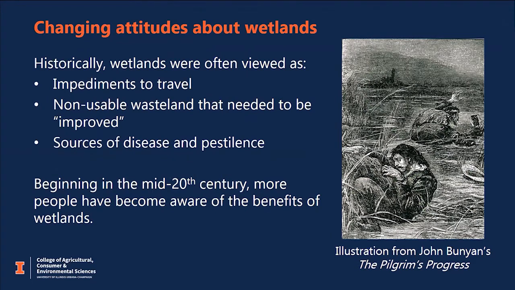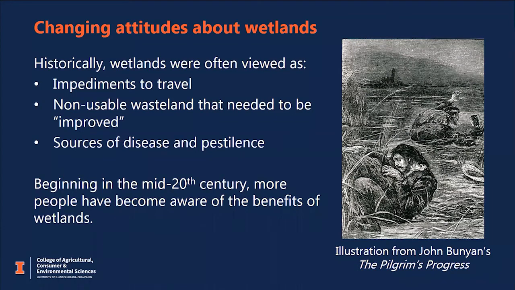Historically, wetlands were often viewed negatively. They were seen as impediments to travel as people moved westward across the continent. They were often viewed as non-usable wasteland that needed to be improved, drained, and converted to other more usable land, and even seen as sources of disease and pestilence. And it wasn't really until about the mid-20th century that attitudes in the United States started to change about wetlands as people became aware of all the benefits that wetlands provide to society.